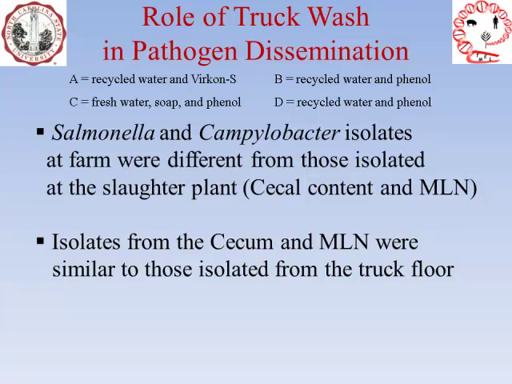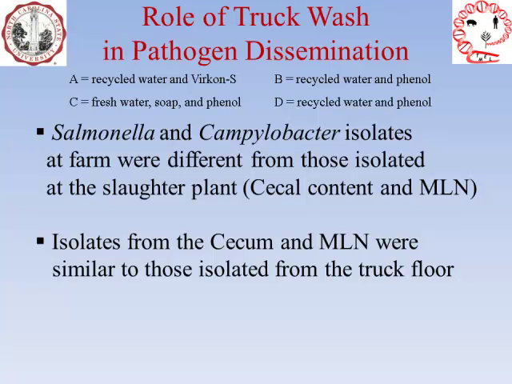Scott Hurd has very clearly shown that pigs can pick up Salmonella from the environment and start shedding the same strain of Salmonella in 30 minutes. In 30 minutes, a pig can pick up Salmonella from the environment and start shedding the same strain. So what was going on over here is these pigs were picking up Salmonella and Campylobacter from the truck floor, and by the time they went to the slaughter plant, they would start shedding the same strain.